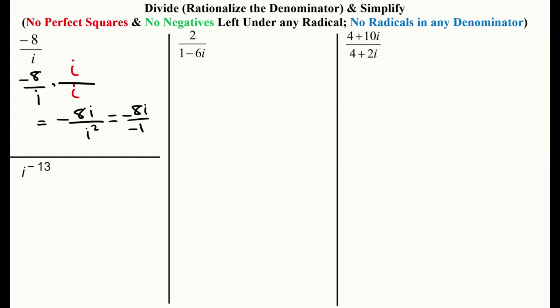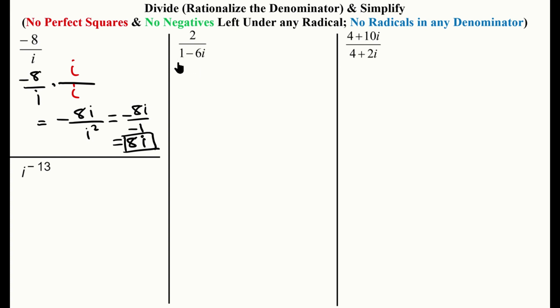So right there we went ahead and rationalized the denominator. There's no more radical in the denominator, because remember, this right here contains a radical in the denominator, because after all, what's i? i is the square root of -1. And remember, no perfect squares and no negatives left under the radical, any radical, and no radicals in any denominator. So we're dealing with this part right now. We're making sure we get rid of any radicals in any denominator. All right, and of course, -8 over -1 is just 8, and we just end up with 8i. So that's how you handle something like that.